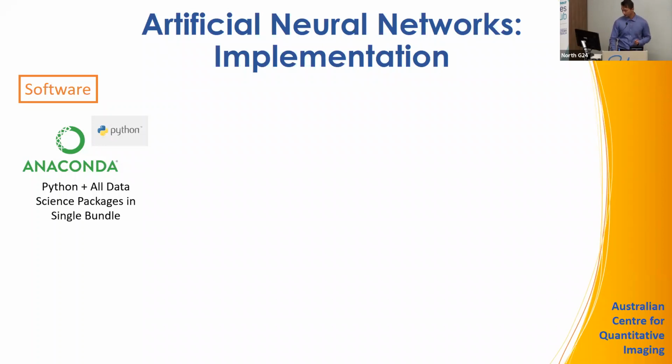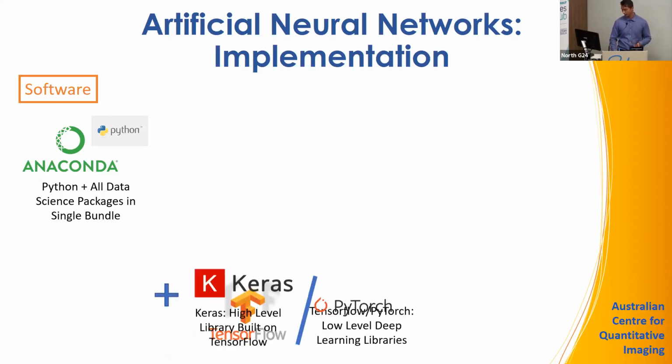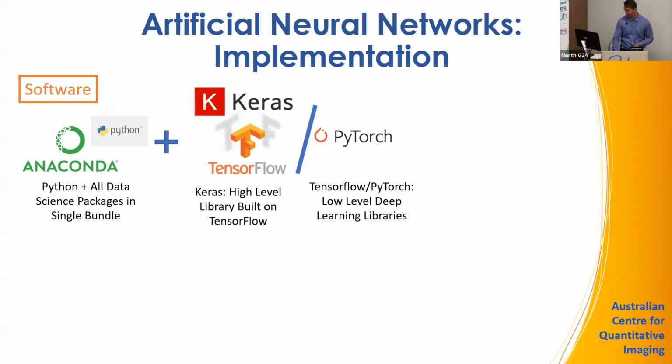So as Jake mentioned, Anaconda is a great place to start. Anaconda is a distribution of Python, which includes all of the basic data science packages in a single bundle. It makes updating them and keeping track of them very simple and easy. It comes with a graphical user interface, so you don't have to use any command line inputs in order to initialize all your packages, which is very handy for beginners.